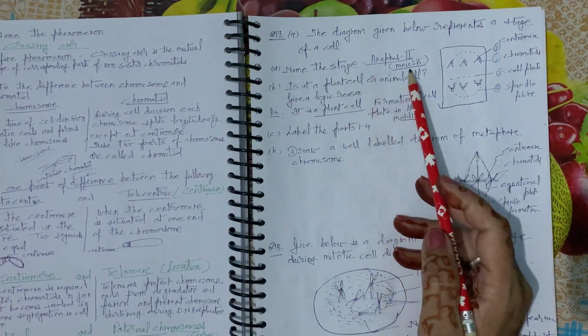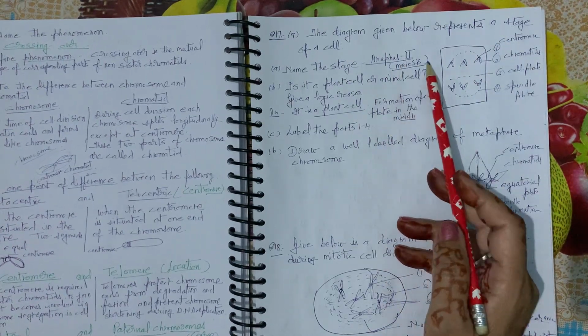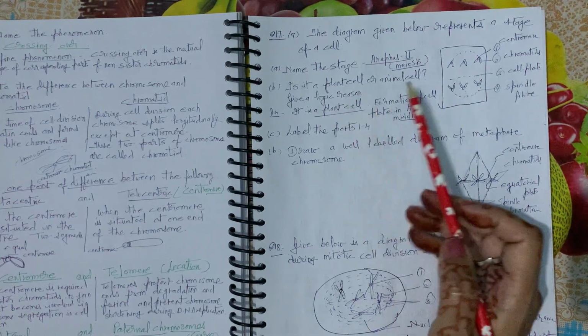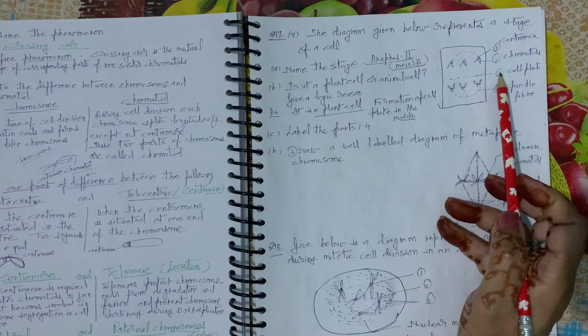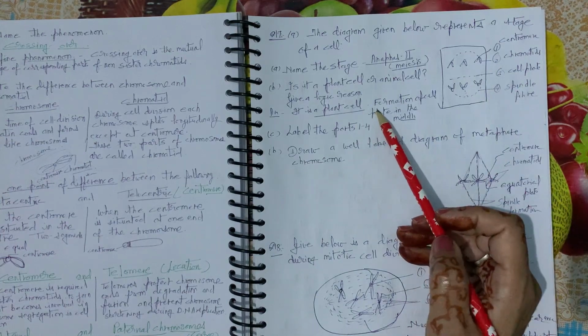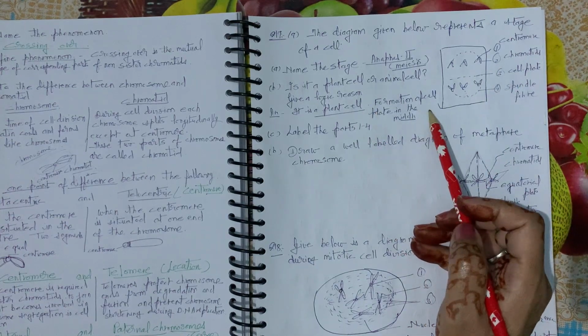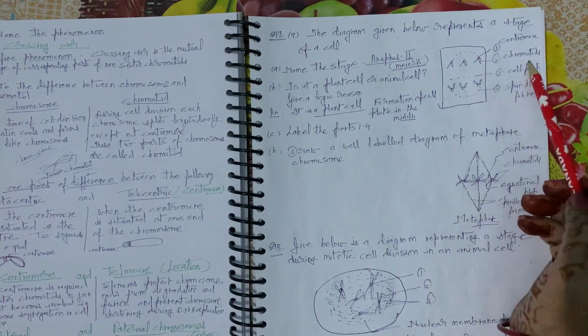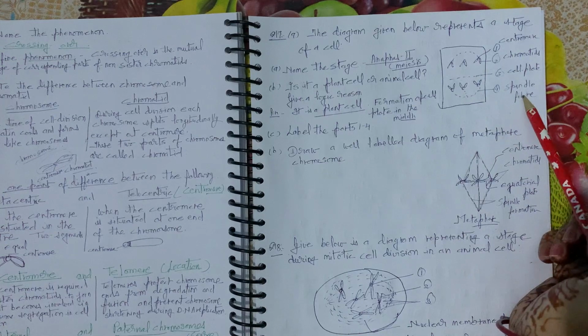Now the diagram given below, you can see, represents a stage. Name the stage. It is anaphase second of the meiosis. Is it a plant cell or animal cell? Give the reason. Here as the cell plate is seen, so it is a plant cell. In plant cell, formation of cell plate is in the middle. Label the parts. देखिए ये centromere है, ये chromatids है, ये cell plate है, ये spindle formation है.